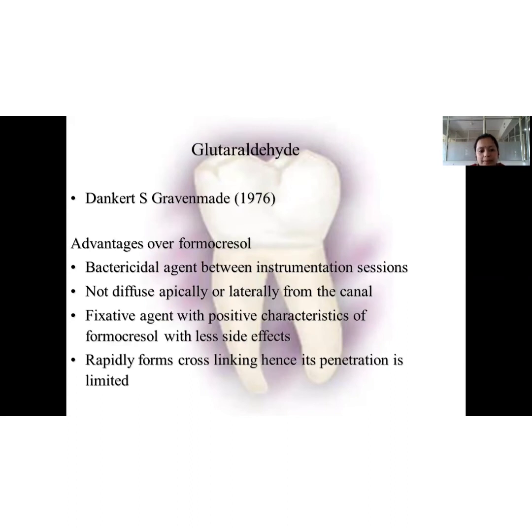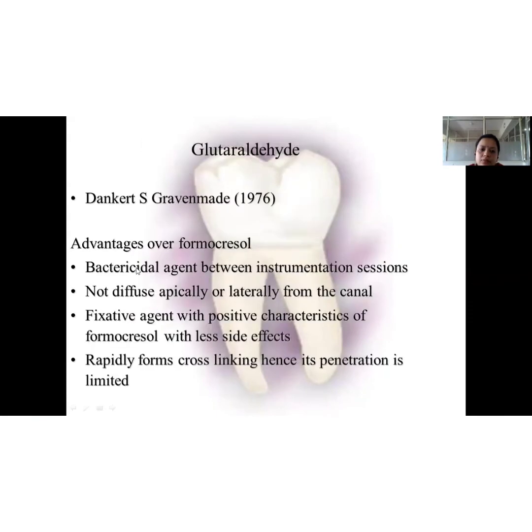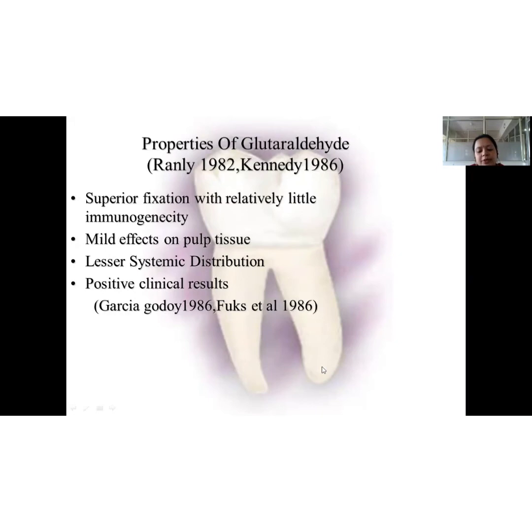Now, glutaraldehyde. What are the advantages of glutaraldehyde over pulp? It is a bactericidal agent between instrumentation sessions. It diffuses less apically and laterally from the canal. It is a fixative agent with the positive characteristics of formocresol with fewer side effects, and it rapidly forms cross-links.